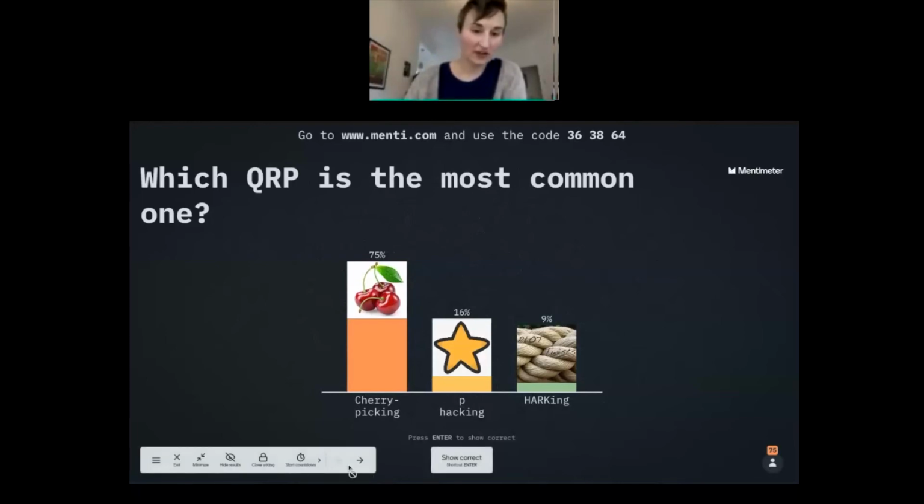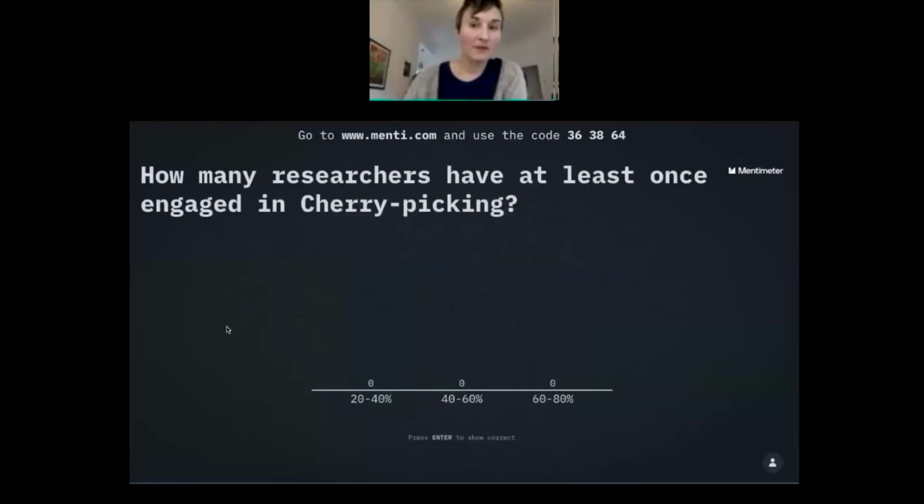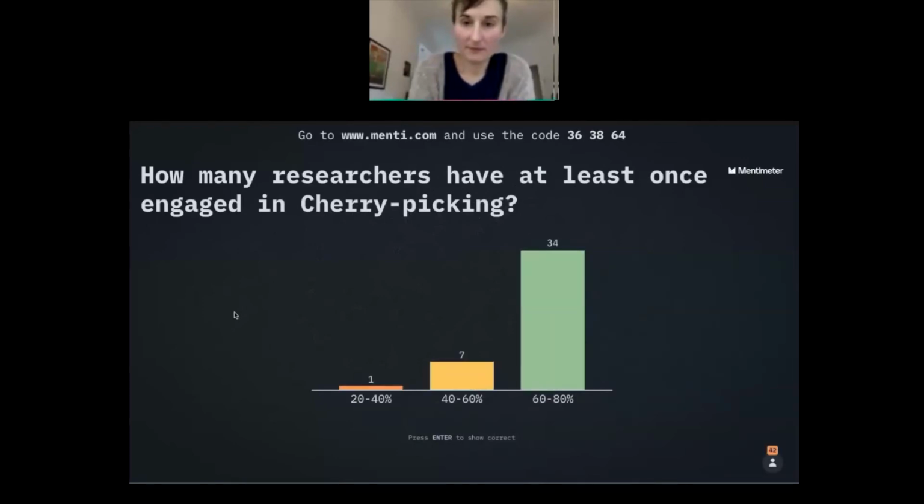So the next question, how many researchers do you think have at least once engaged in cherry picking? And again, this is based on surveys. So people basically self-report in the surveys. So the actual numbers can be higher, because of course not everyone is going to be fully honest in self-reporting, even though these surveys are anonymous.